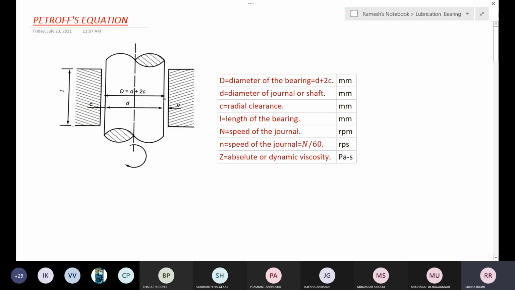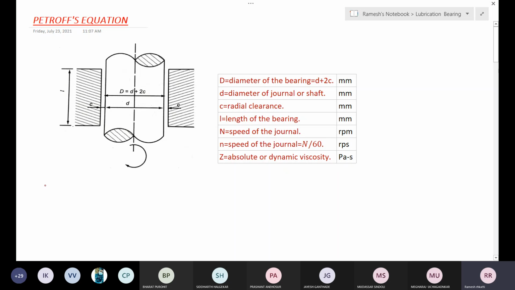If any leakage is there, it is neglected, and the clearance between the journal and the bearing is filled with lubricant. Here you can see that this is the clearance, and it is filled with lubricant or oil. The viscosity is constant throughout the oil film. These are the assumptions made to derive Petroff's equation.